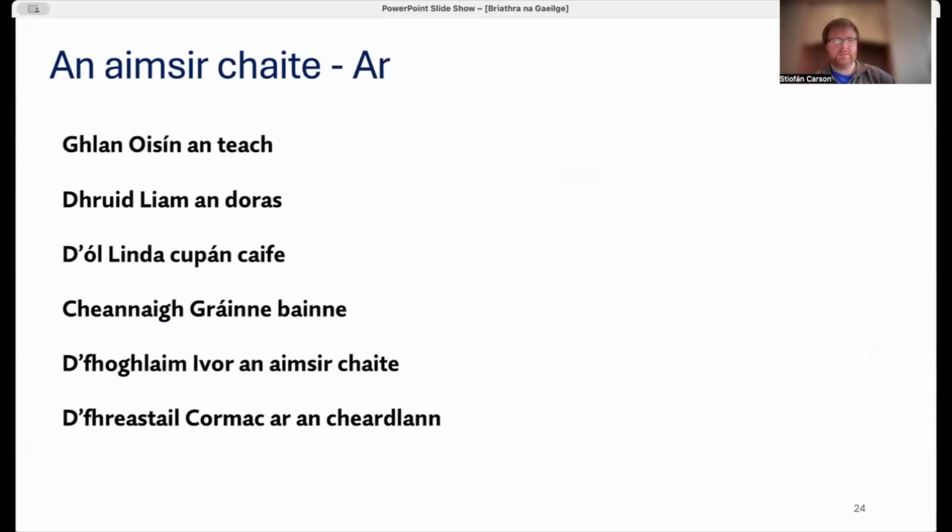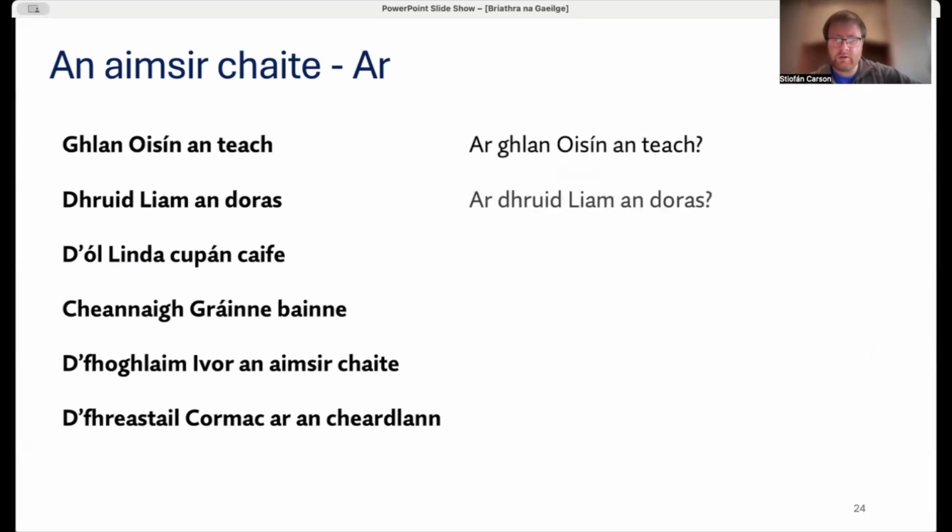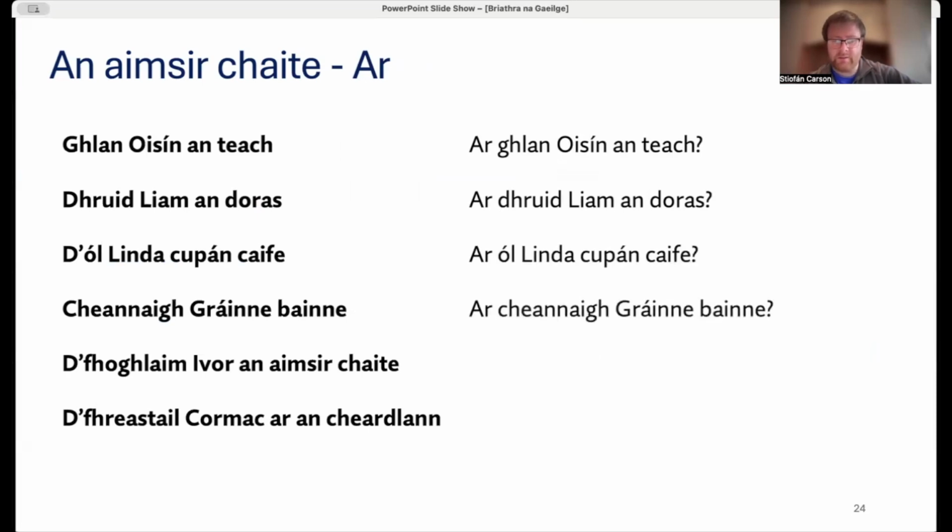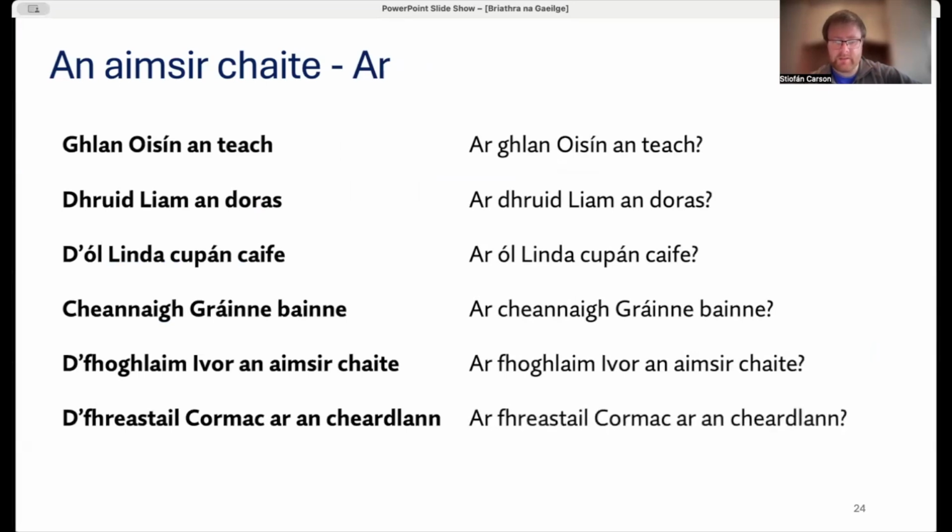Again, looking at our sentences: Ghlan Oisín an chaith, or Ar ghlan Oisín an chaith? Ar ghlan Liam an doras? Ar ól Linda cupán caife? Ar cheannaigh Grainne bainne? Ar fhoghlaim Ivor an aimsir chaite? Ar fhreastail Cormac ar an chlár?